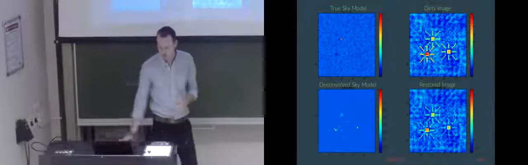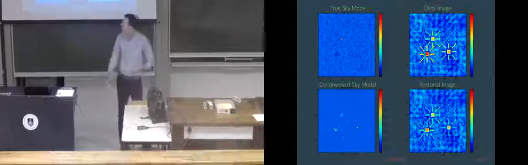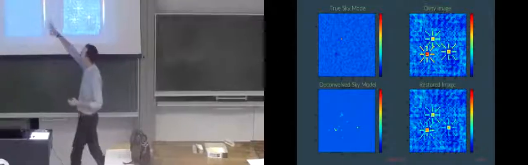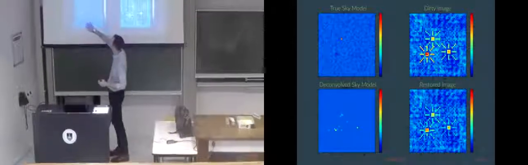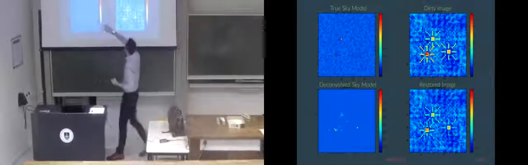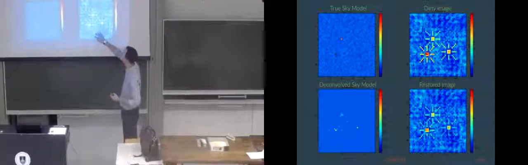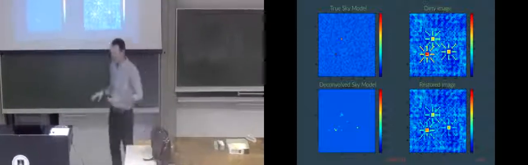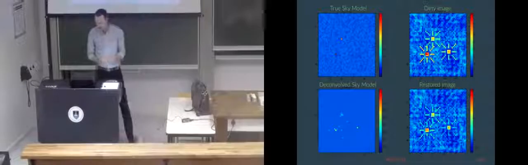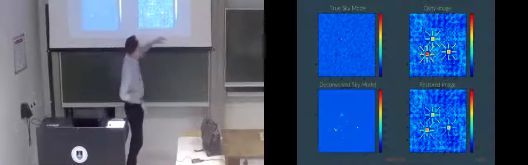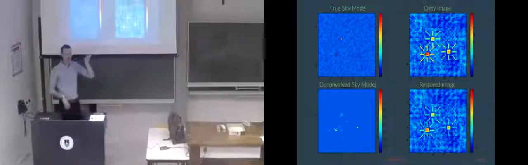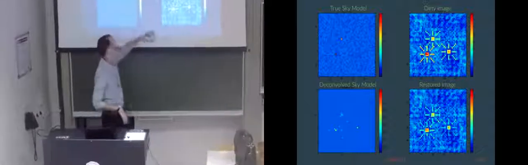Okay, so going back to how we recreate this restored image, we have our true sky model, our deconvolved sky model, which are different, our dirty image, and then we have our restored image, which is, remember, the deconvolved sky model convolved with this Gaussian PSF, added to the residuals.